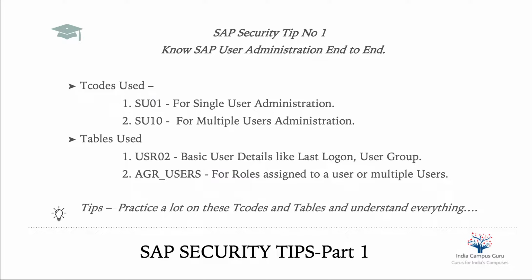So if I talk about tip number one for SAP security, it is to know your SAP user administration T codes, which is SU01 for single user administration and SU10 for multiple user administration. So those are the first two T codes you should know if you're starting your career in SAP security, and if you're going to try to crack an interview as a fresher or maybe as a beginner resource.